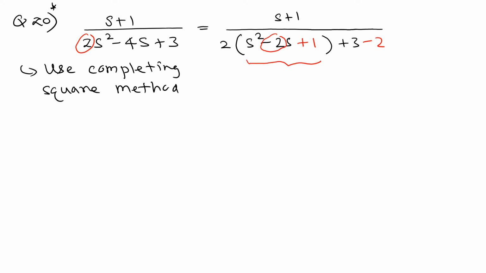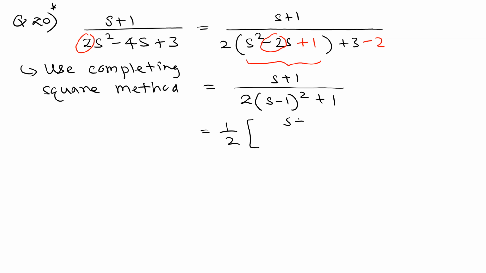If you simplify this a little bit, you get (s + 1)/2 over... because of the special factorization, this is (s - 1)² + 1. That's what you get after completing the square. Now we're going to pull the 1/2 out, so you get 1/2 times (s + 1)/((s - 1)² + 1/2).